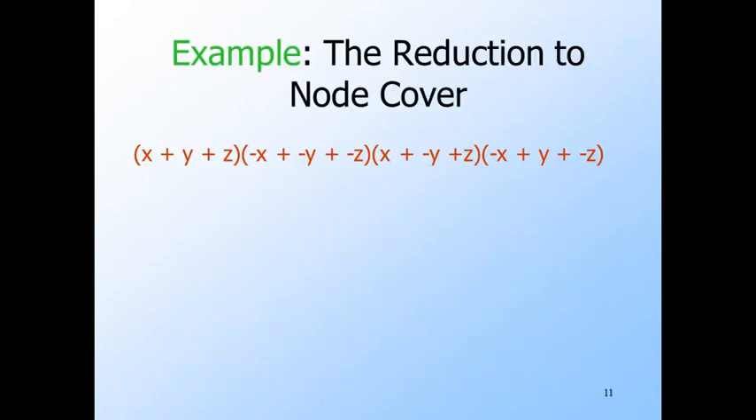So here's an example of an instance of 3SAT with 4 clauses. We'll construct the graph that has a node cover of 8 nodes if and only if this expression is satisfiable.